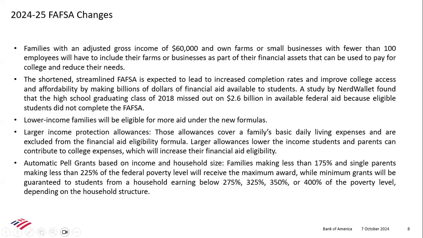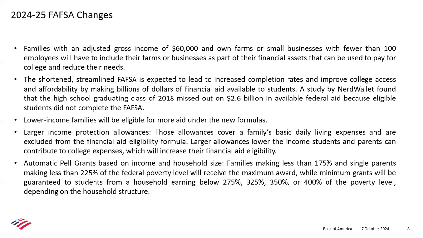All right, additional changes. There's a lot of them, so I'm trying to go slow here. Families with an adjusted gross income of $60,000 who own farms or small businesses with fewer than 100 employees will have to include that income, the income coming from their farm or business, as part of their financial assets that can be used to pay for college and reduce their needs. So meaning that type of income will be added, reducing your overall awarded amount.